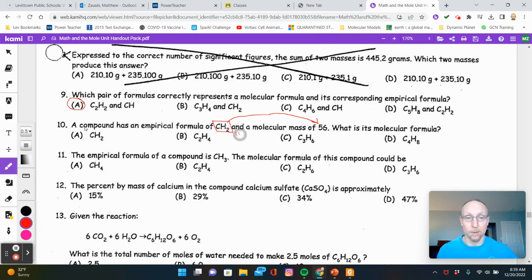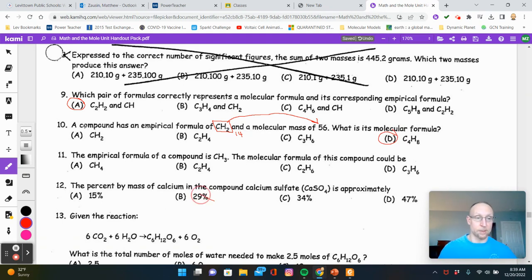So this again, carbon and 2 hydrogens weighs 14. 14 goes into 56 how many times? 4 times, right? 56 divided by 14 is 4. So that gives us C4H8. Pretty simple.